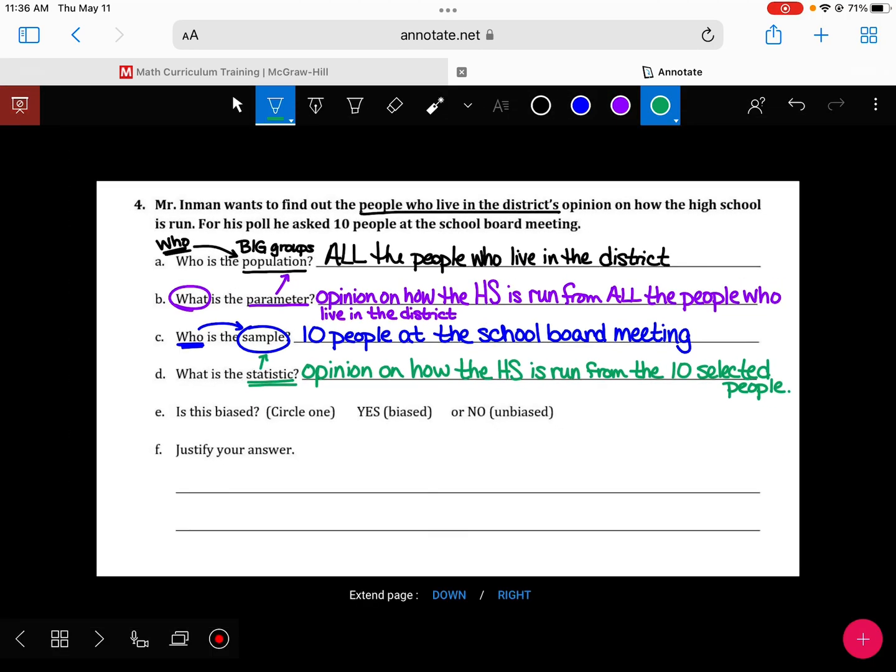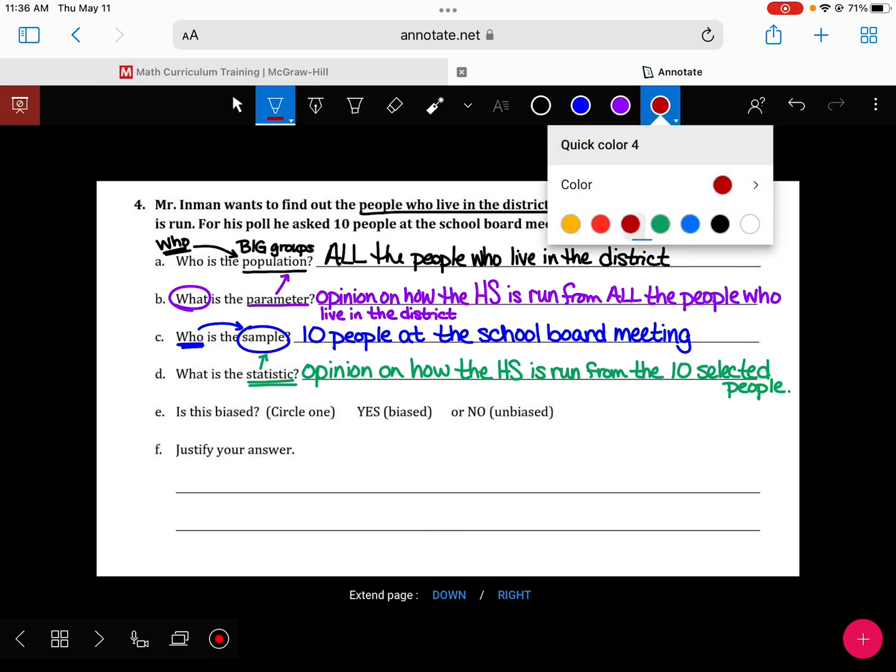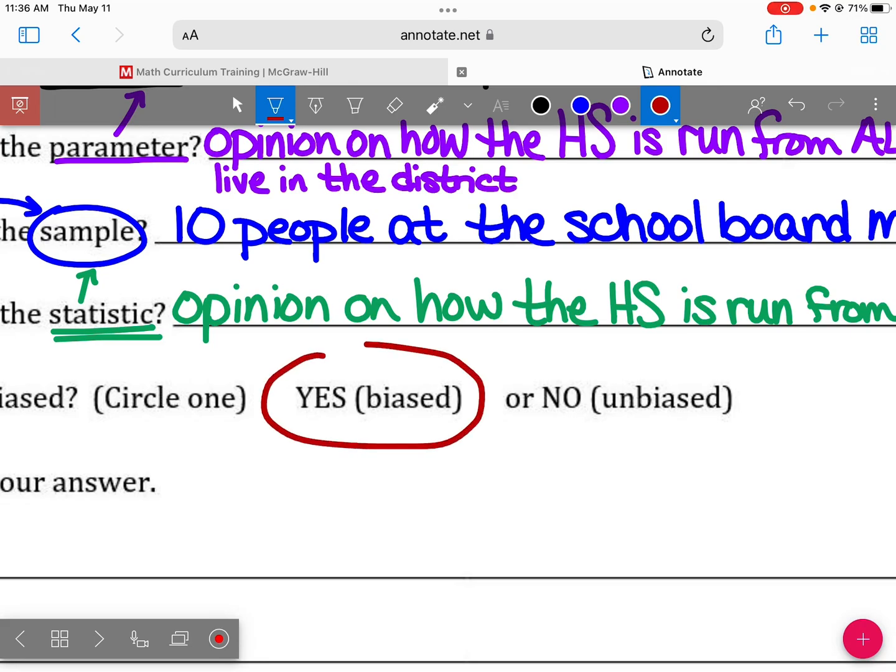And then 2 more parts to this. Is this biased? Yes. Why? What'd you say? They only asked 10 people from the school board meeting. So potentially, whose opinions did they leave out? All the other people that weren't at the meeting.